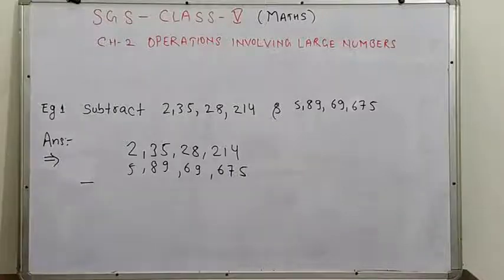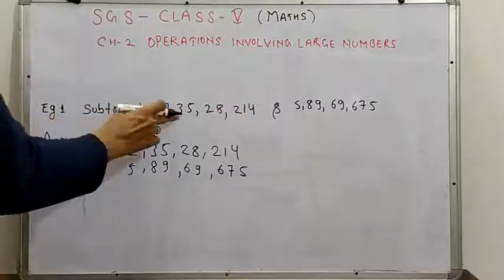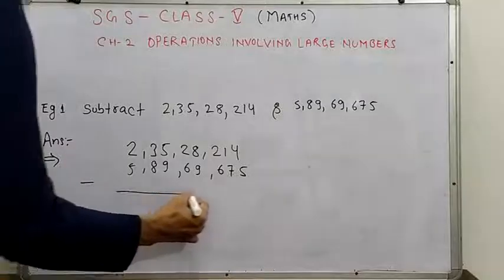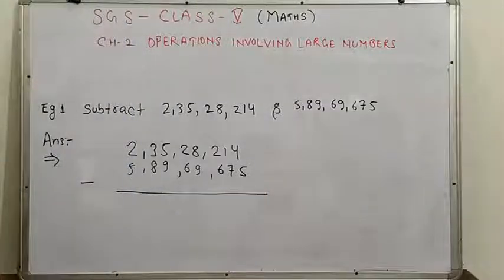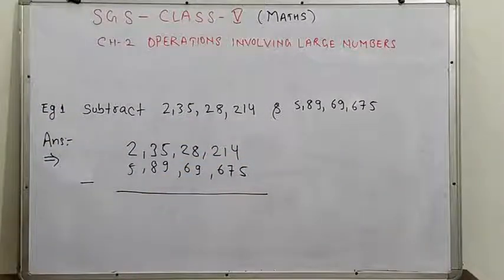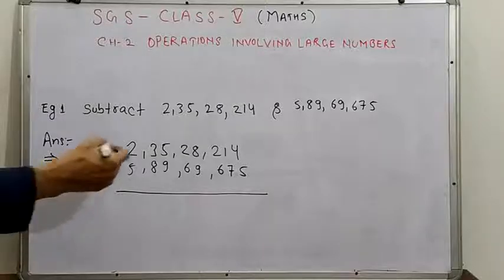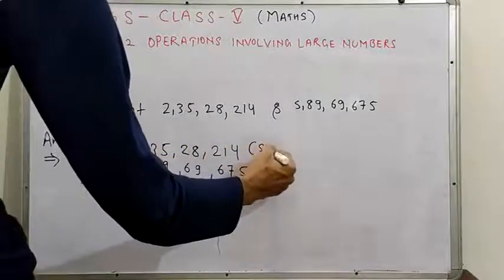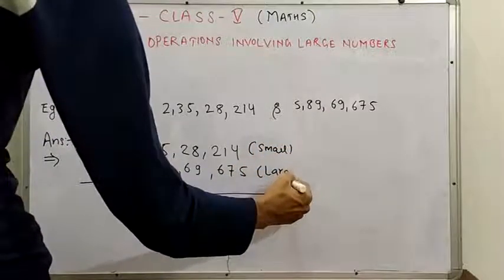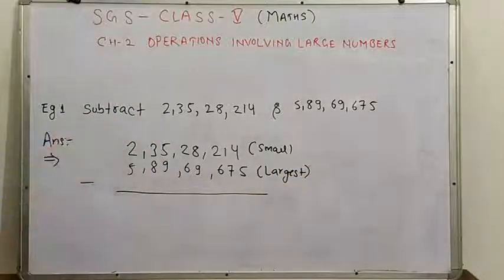Now if the question is given like this, then you have to subtract the first number from the second. When we subtract the following numbers, what will the outcome be? 14 minus 5, how much? Sorry, this is the smallest number and this is the largest number. So in subtraction, we always subtract the larger one from the smaller one.